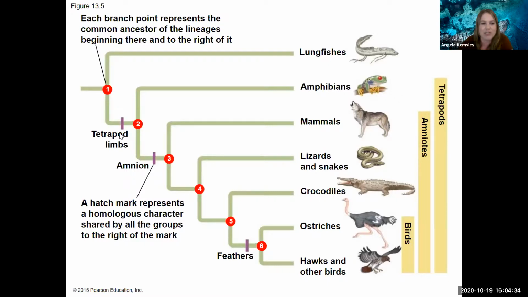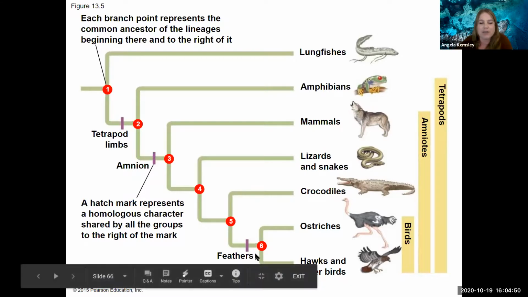Also, there are these hatch marks that represent a homologous character shared by all the groups to the right of the mark. So this is a big evolutionary event where some really important adaptation came about that separated them from the other groups. And if you take a look down here, the most recent common ancestor of crocodiles, ostriches, hawks, and other birds is number 5.